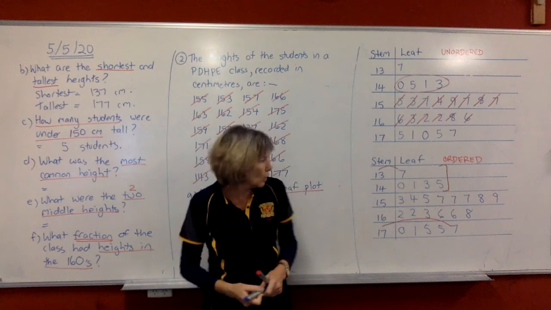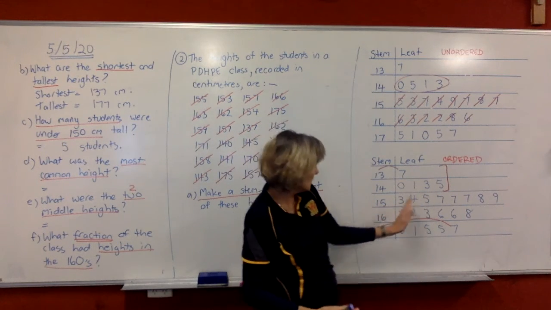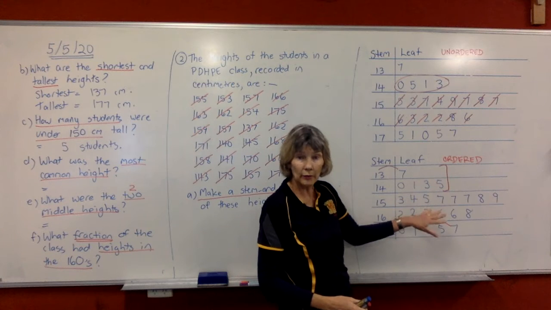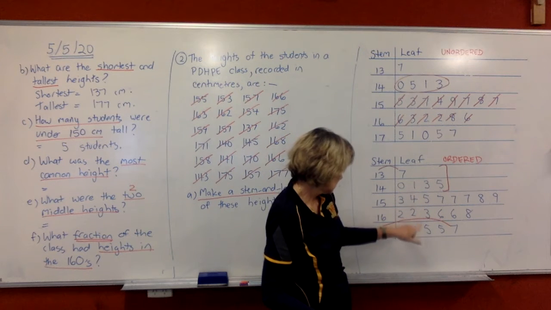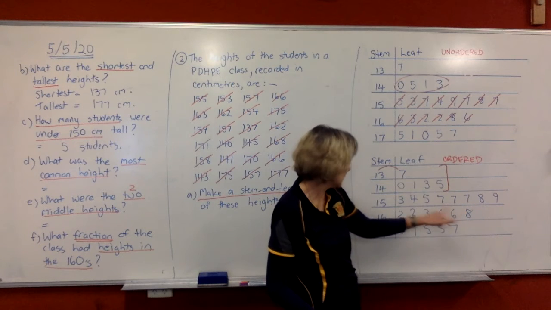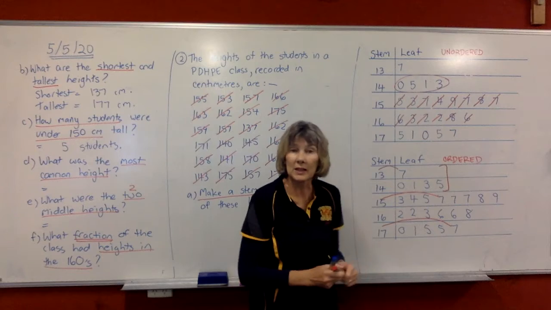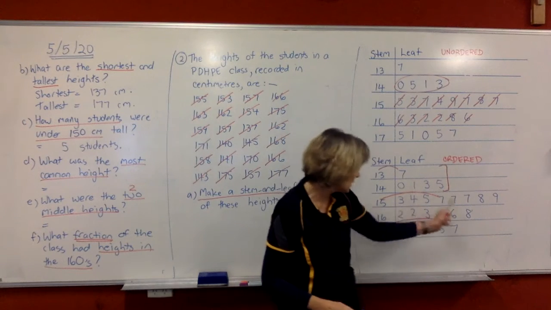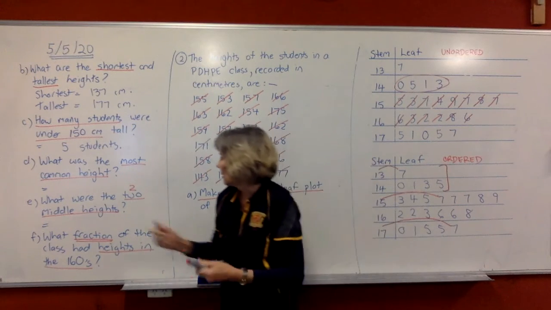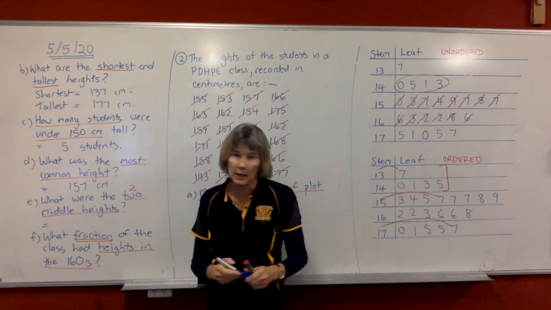What was the most common height? So remember, we've got to look for a bunch of numbers that are the same together over in the leaf. Okay, we've got 3 7s here, but don't just write 7 down, it has to be hooked into here. So it's 157. They're all 157s, those 3. Don't forget to write centimetres on the end.